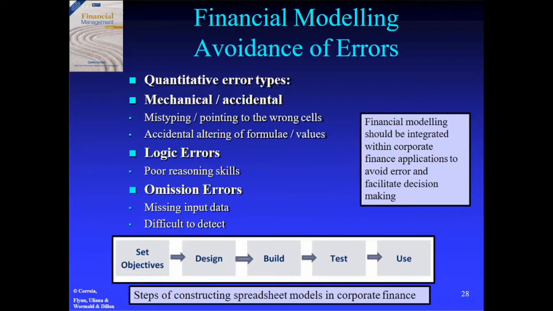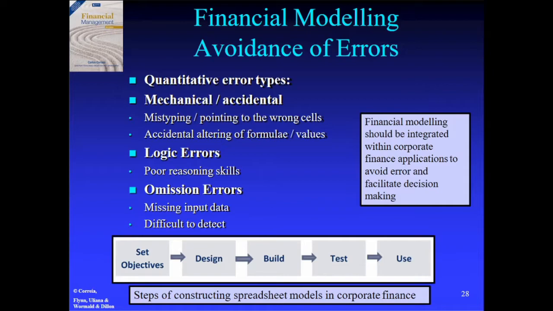So now that we have looked at qualitative errors, let's have a look at quantitative errors. Quantitative errors have been further categorized by Panko and Halverson into 3 major types. We can have mechanical or accidental errors. These are things like mistyping a number or pointing to the wrong cell when setting up a reference or formula.